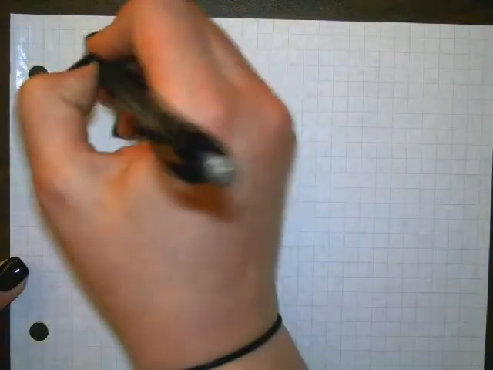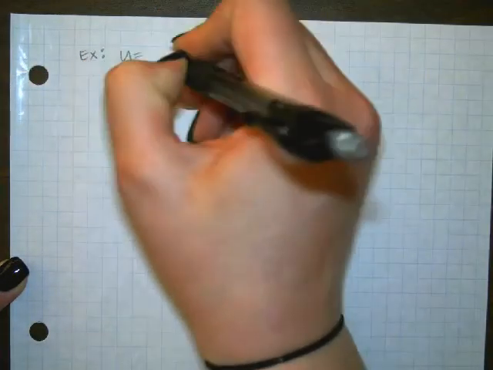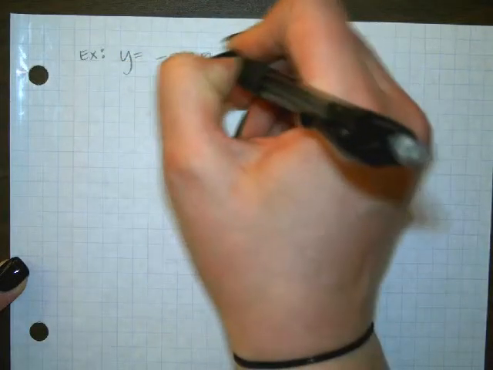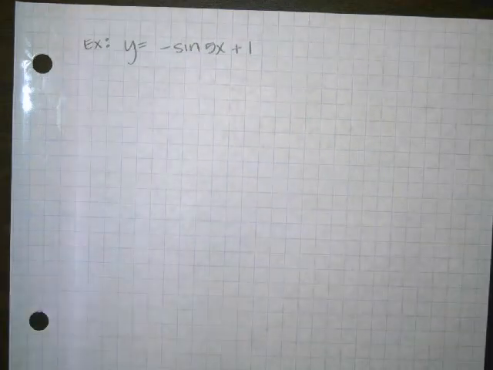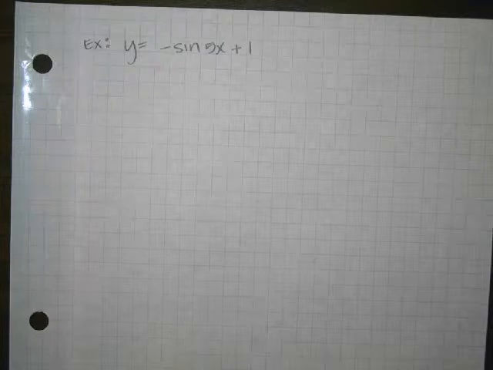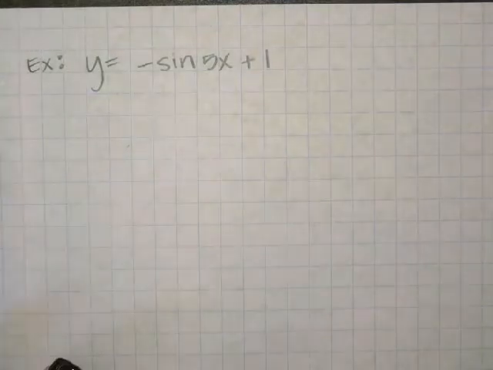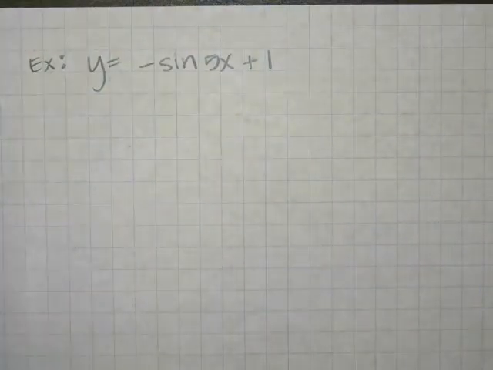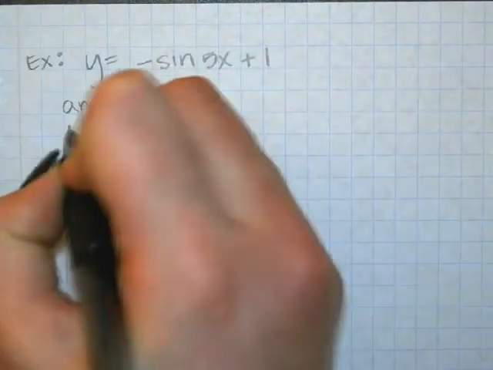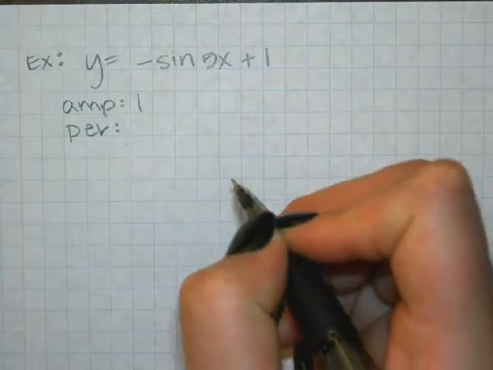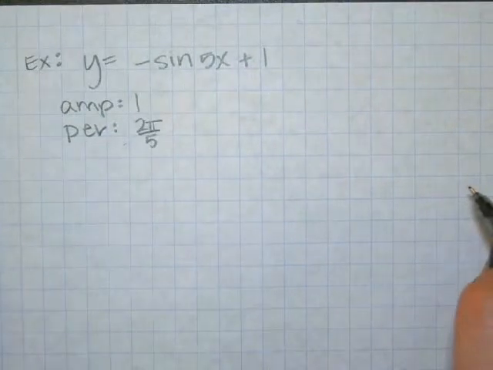All right, so we'll say, for example 1, we're going to do y equals negative sine of 5x plus 1. Negative sine of 5x plus 1. So can you guys tell what the amplitude is? Amplitude is 1. All right, what's the period of the graph? 2 pi over 5. Okay, are there any other transformations?